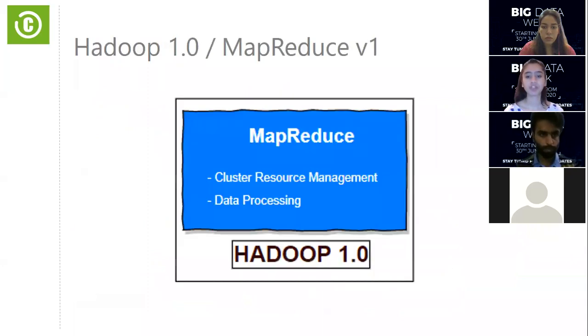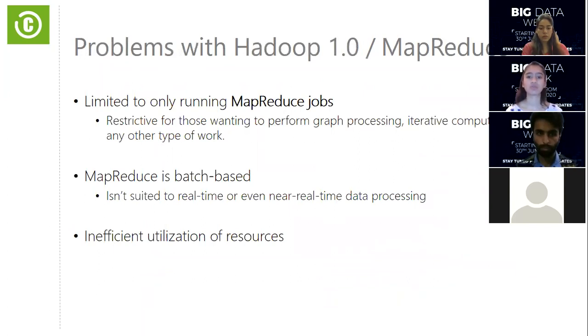In the first version of Hadoop, MapReduce was focusing on cluster resource management as well as data processing. MapReduce itself was doing both of these jobs. This gave rise to certain problems; there were certain limitations because of this. Hadoop 1.0 became limited to running only MapReduce jobs. Other types of jobs, for example graph processing, iterative computing, and stream processing, could not run on Hadoop 1.0. And MapReduce is batch-based, so it isn't suited for real-time or even near real-time data processing.